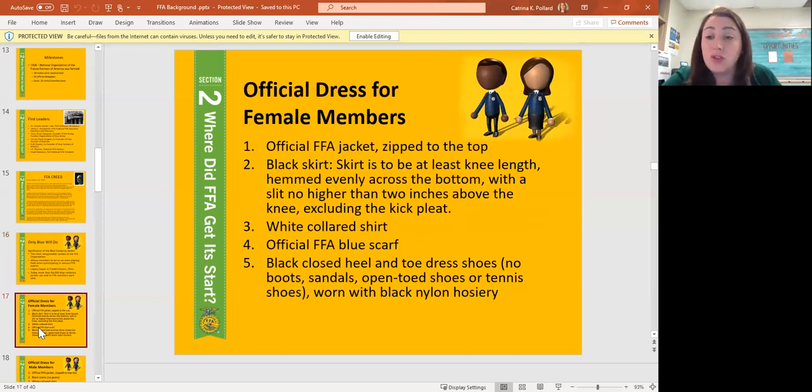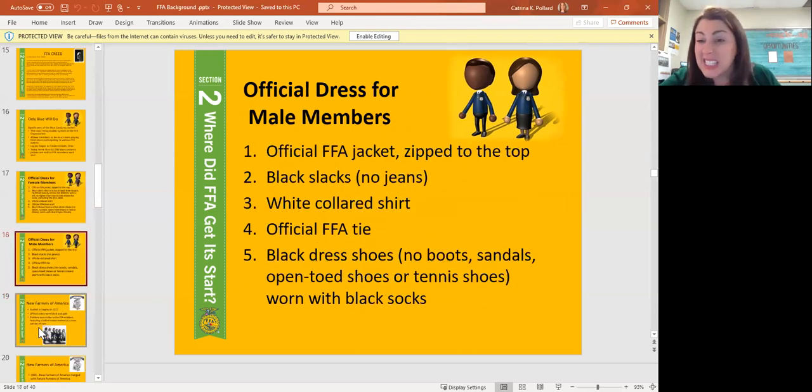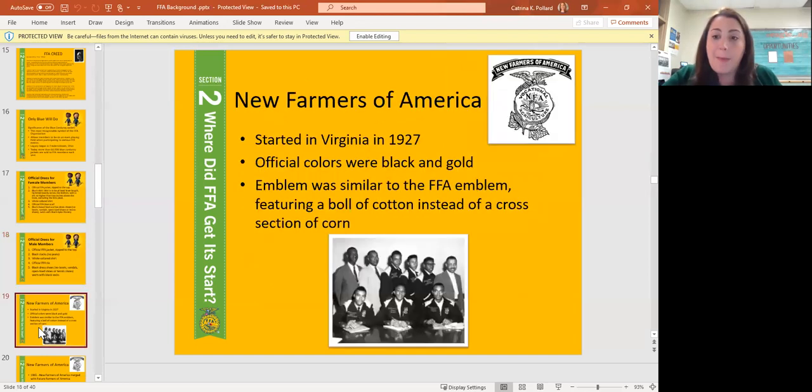We talked about official dress a little bit. It includes the jacket, a scarf for females, jacket, scarf, white shirt, black skirt or pants, pantyhose, and black shoes. For males, it's the same thing, except for black socks instead of pantyhose and black pants.